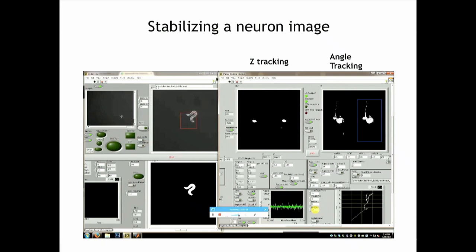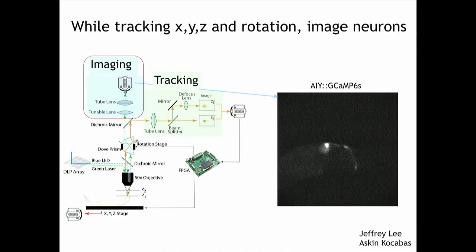So here is a live movie. Animal is moving completely freely on a plate. We've stabilized rotation. So you see the nose is always pointing up no matter where the animal looks. Z is precise. Everything is good. And we can start imaging neurons. So this animal is moving completely freely on a plate, but it's always pointed in the same direction.